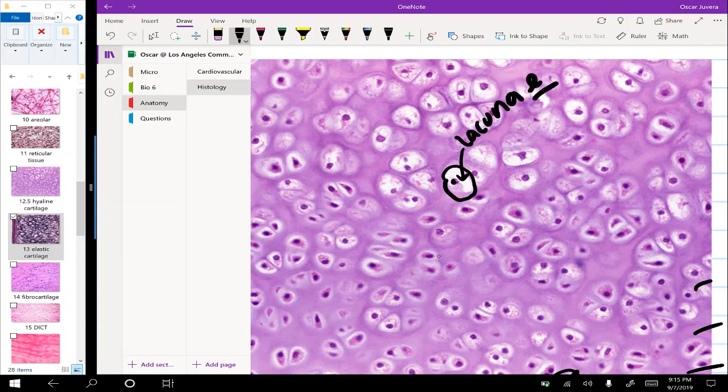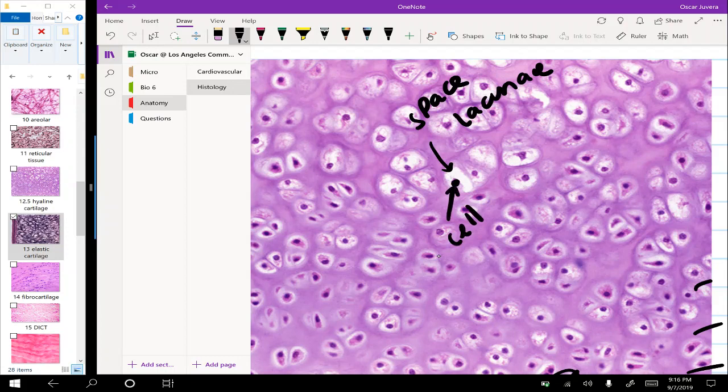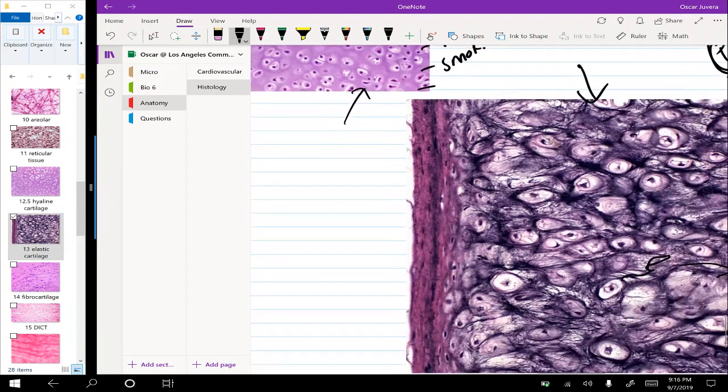Now, the space right there, it's called lacuna. You add an E for plural. Don't even stress too much about it. So if your professor asks for the space, you say lacuna, because Oscar taught me. And if she or he wants the cell, you say chondrocyte. Easy peasy lemon squeezy.